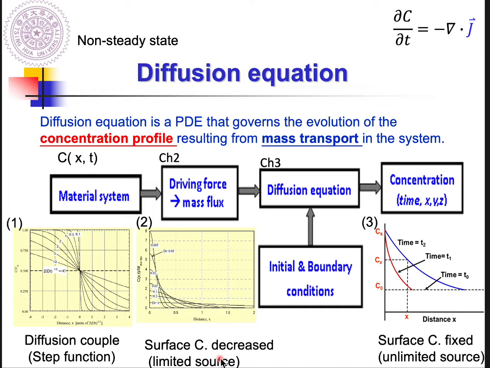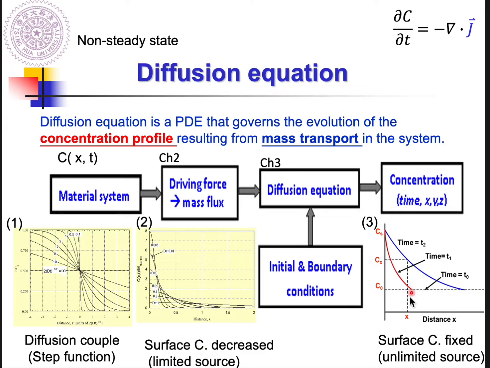For example, you have a second substrate and you deposit a thin layer of diffusing atoms, a very thin layer. So as you heat it up, the atoms are going to diffuse into the second substrate, and because the film is very thin, it is considered a limited source. So the surface concentration decreases over time because this is a limited diffusing source.